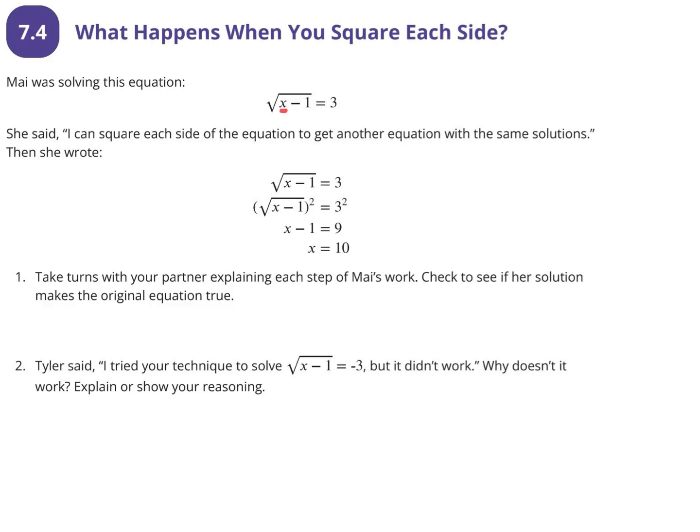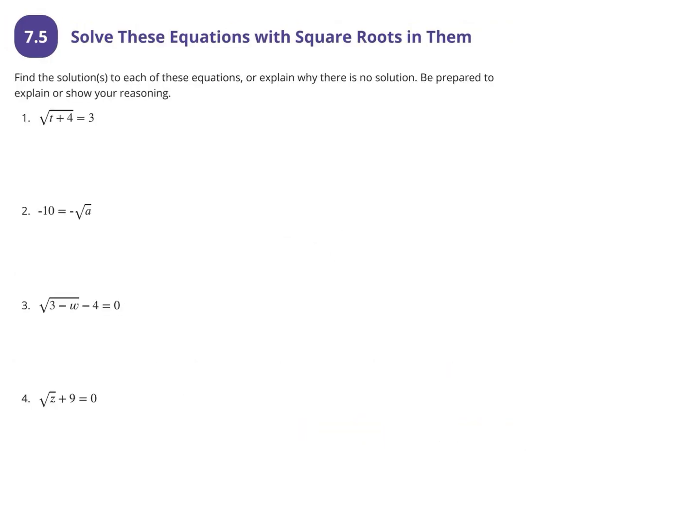Now, when we get down to 2, Tyler said, I tried your technique to solve, but it didn't work. A square root cannot equal a negative number. So there are no real solutions. We'll learn about this in a couple of lessons. Okay, so let's solve.